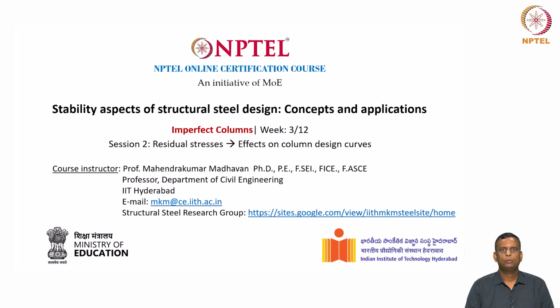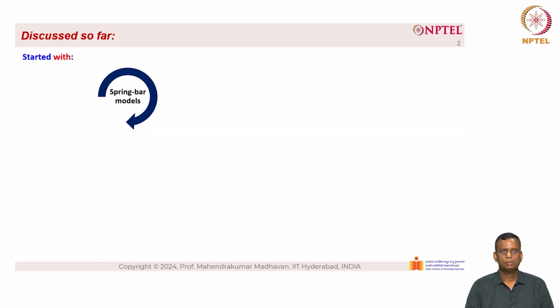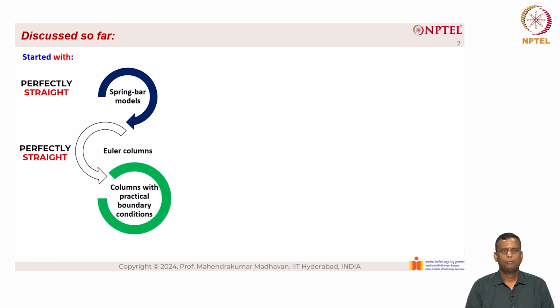Today we are going to talk about imperfect columns. In particular, we'll talk about residual stresses and its effect on column design curves. We started with spring bar models, which is perfectly straight. Then we moved to Euler columns, which again is also perfectly straight. From Euler columns, we also studied columns with practical boundary conditions. Again, we assume the column to be perfectly straight.